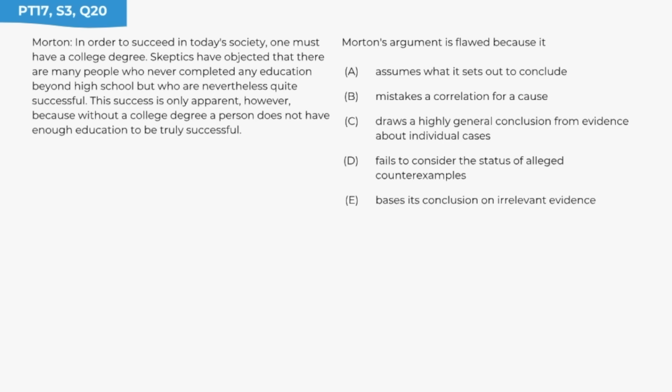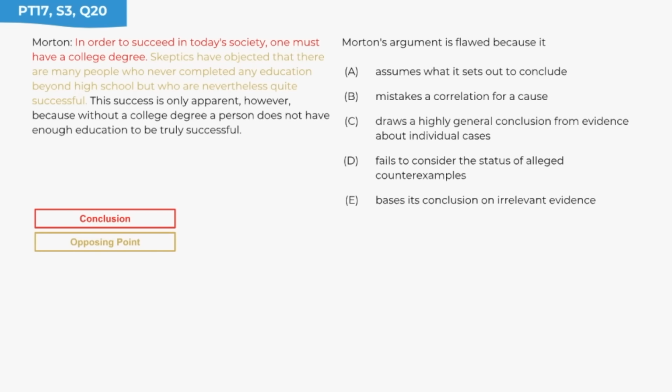Great. Welcome back. So first things first, we find the conclusion. And in this case, the conclusion is the first sentence of the argument. In order to succeed in today's society, one must have a college degree. Okay. Why do they say that? Well, if we look at that next sentence, skeptics have objected that there are many people who never completed any education beyond high school, but who are nevertheless quite successful.